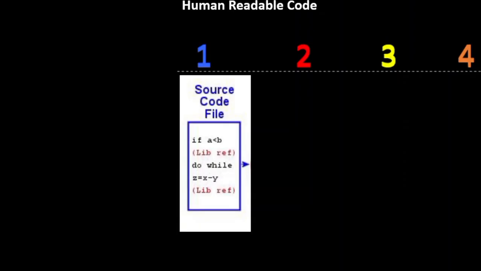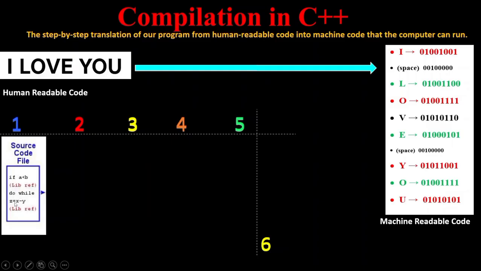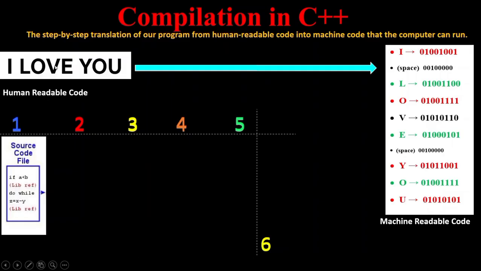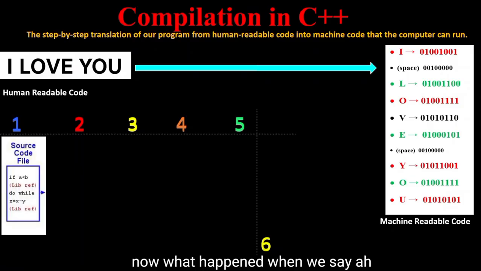Okay? Remember we have said human readable code. So a source code is more like, you take an example of a human readable code we write here. So this is our source code. Our source code here is I love you. So that is stage 1. Is that okay? Now what happened when we say I love you? Let's look at stage 2.